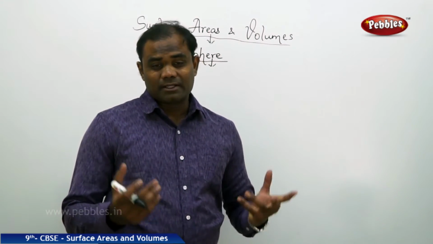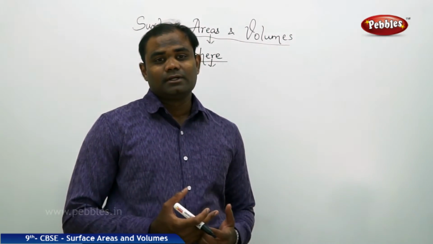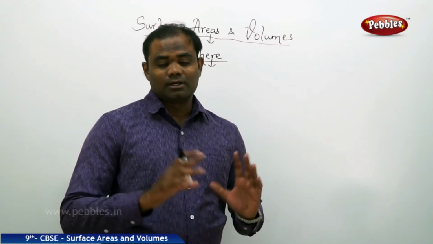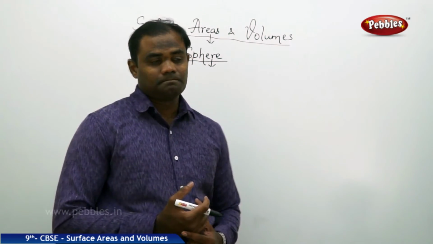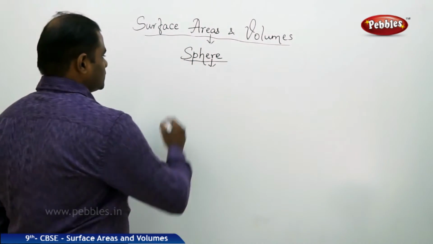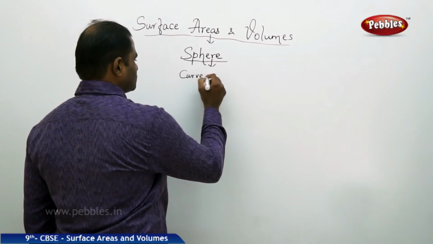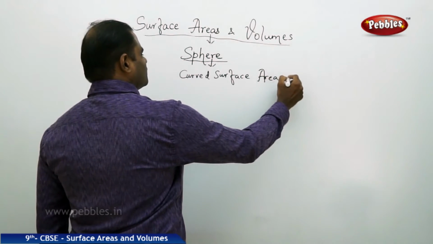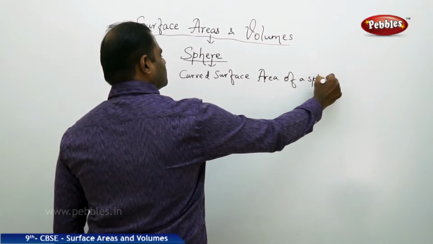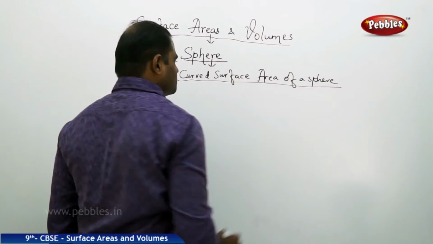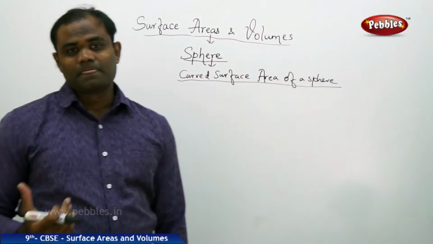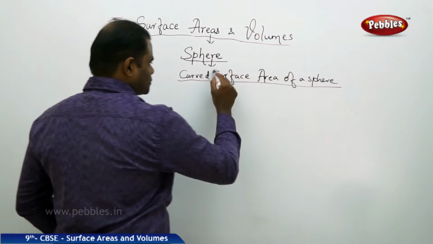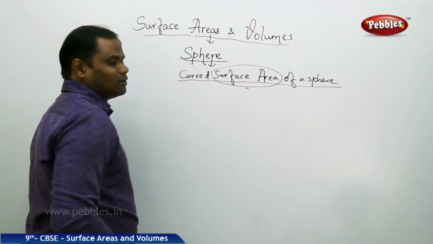Now that we have defined a sphere as a three-dimensional object, let's see the curved surface area of a sphere. You can simply call this the surface area of a sphere, because every part of the sphere is curved.